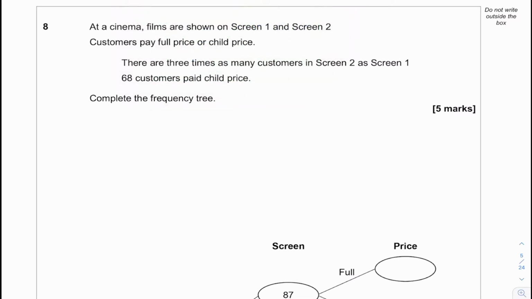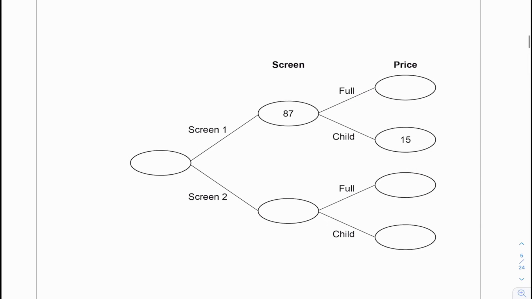At a cinema, films are shown on screens 1 and 2. Customers pay full price or child price, so there's 2 different prices. There are 3 times as many customers in screen 2 as screen 1, and 68 customers paid child price, and we need to complete the frequency table. So this is our table down here.